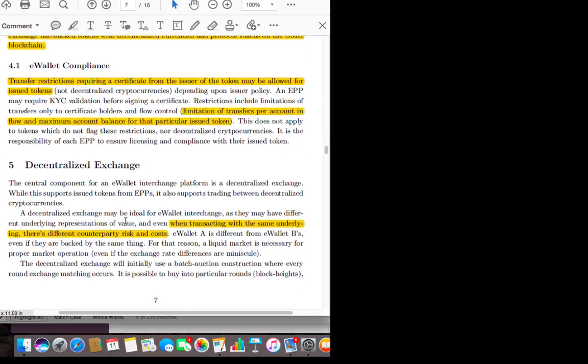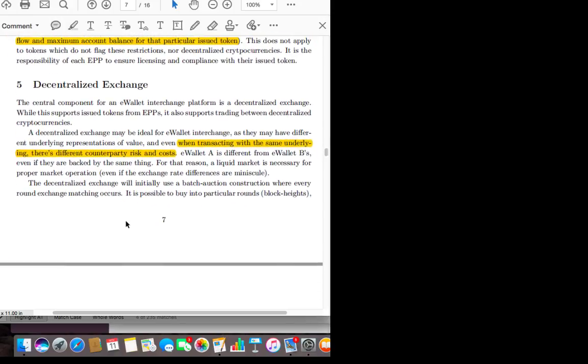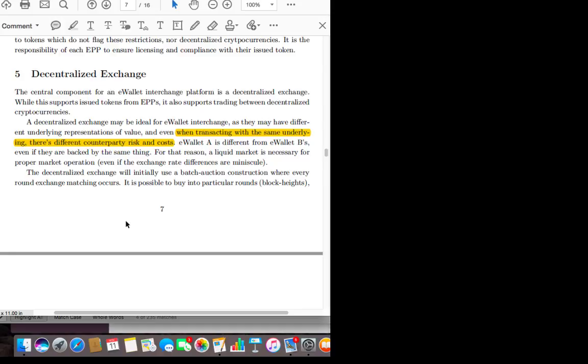And it goes on to say transfer restrictions requiring a certificate from the user. Issuer of the token may be allowed to issue tokens depending upon the user policy. So it's not always required, but something to keep in mind. Section 5 is on the DEX exchange, the decentralized exchange. We've already talked a lot about that and what it is.